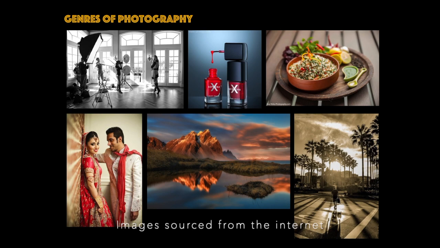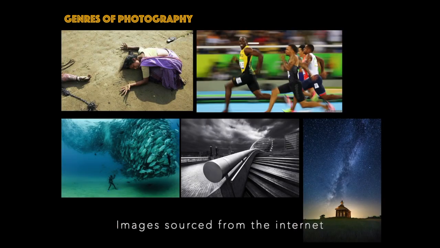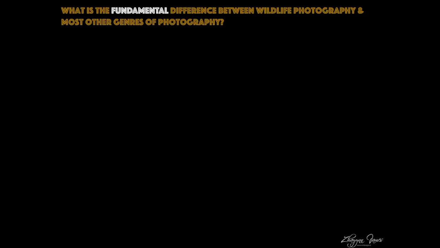Right from fashion to product to food to wedding to landscape to street photography, journalistic photography, sports photography, underwater, architecture, astrophotography. In every one of these, the image is telling a story. There's something that compels you to look at that image and to wonder what's going on. No matter what the genre of photography is, that's the key to it. Which leads me to the next question. What is fundamentally different in wildlife photography from most other genres of photography?